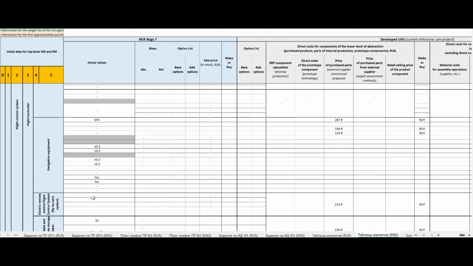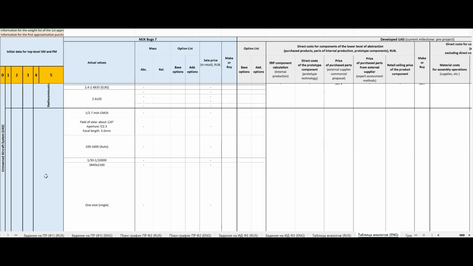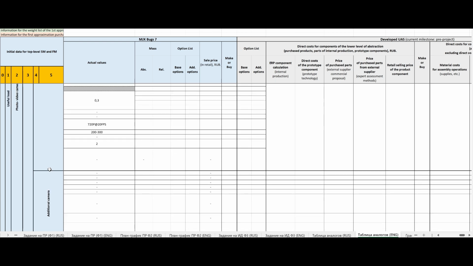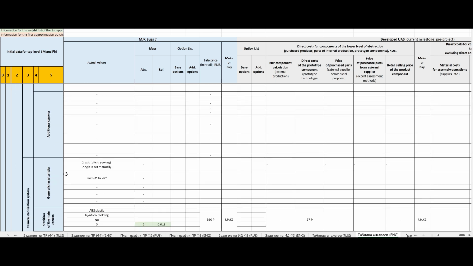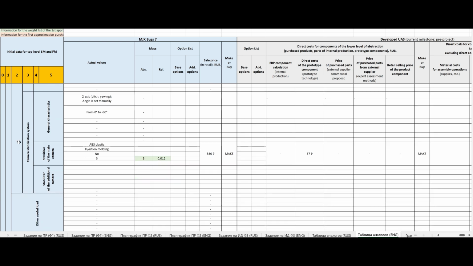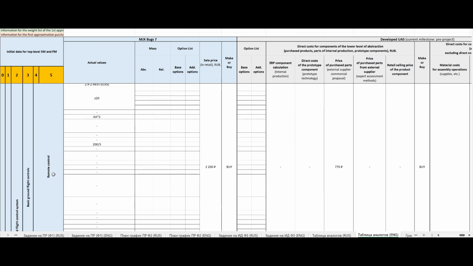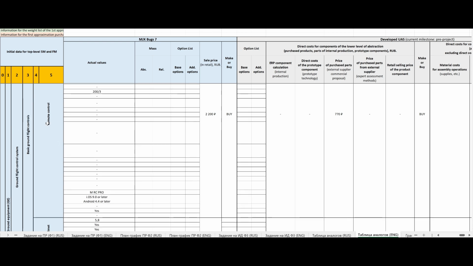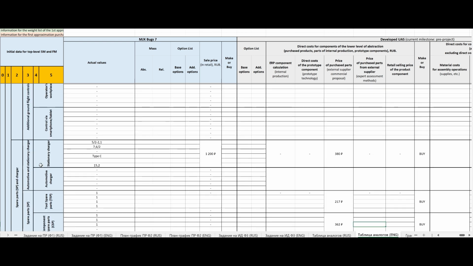The second is the useful load section. It includes main and additional cameras, camera stabilizer, suspension, and other payloads. And the next section is ground equipment or external pilot system. It includes ground equipment used during flight and short-term ground equipment.